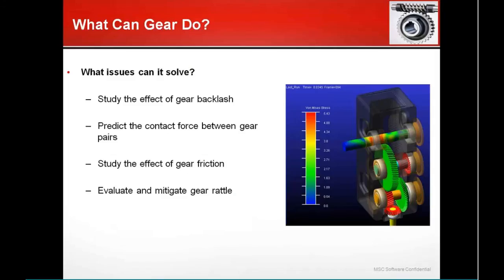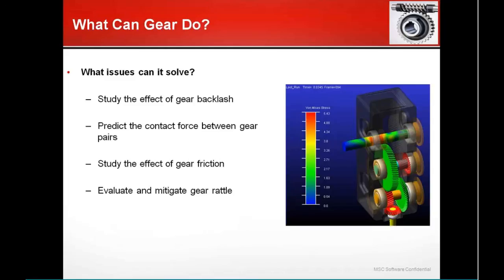Overall, what folks are typically doing with our gear module is they're trying to study the effect of gear backlash on the system performance overall, and predicting the contact force between the gear pairs, as well as looking at the effects of friction. So you can define static and dynamic coefficients of friction, transition velocities in that contact, so that gear friction effects can be looked at. Gear rattle is typically another problem that folks will solve with the Adams Machinery gear module.